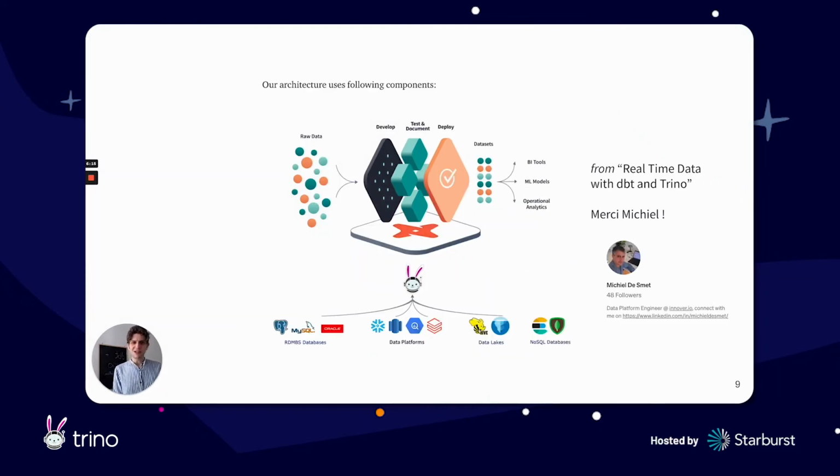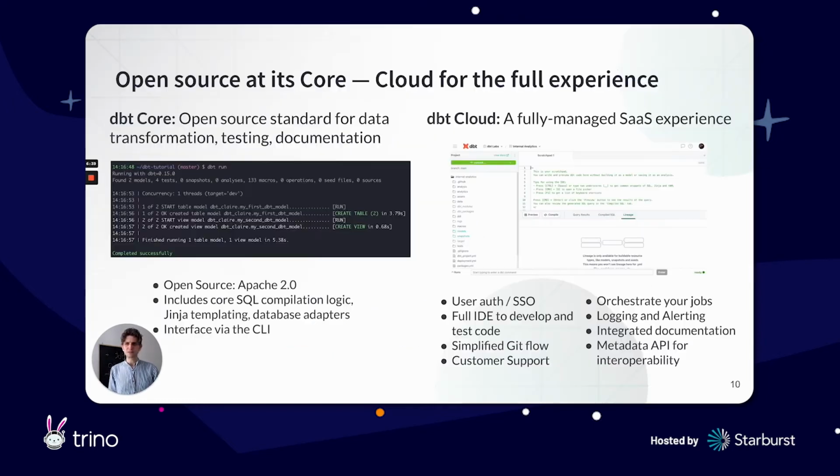Now, a member of the DBT community and a DBT and Trino super user, Michel, had this image in a recent blog post that he put out about real-time data transformation with DBT and Trino. And I really love this image because it shows Trino can actually be the conduit between everything that DBT has access to and all of the data wherever it may live via all of these different connectors.